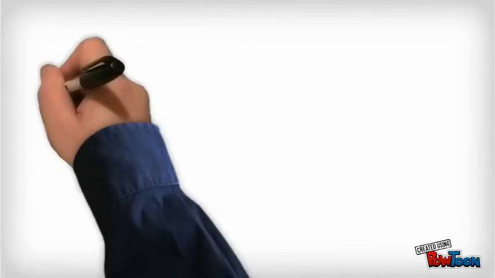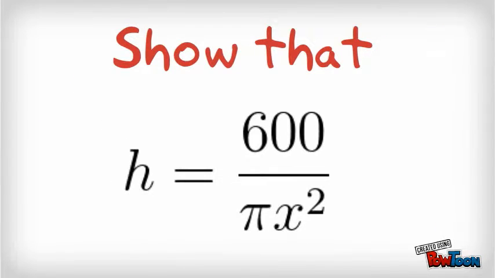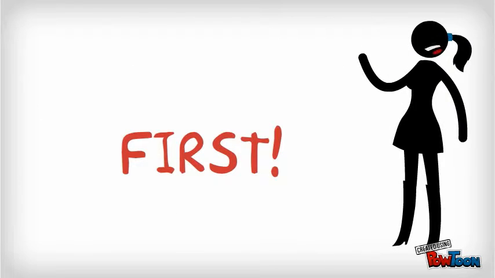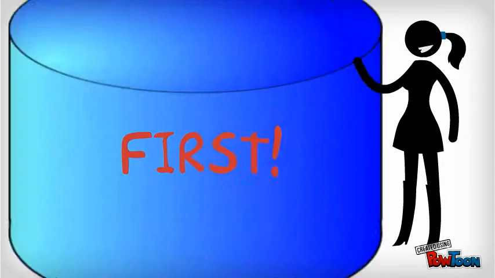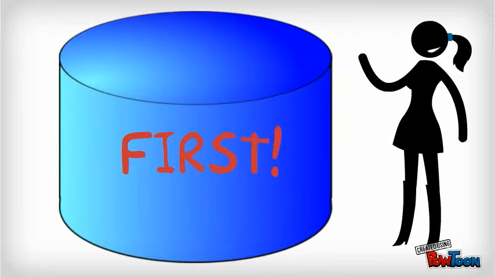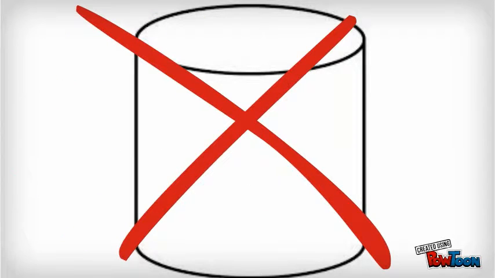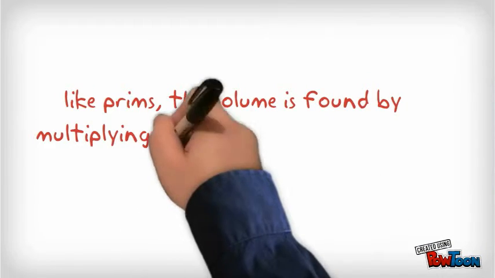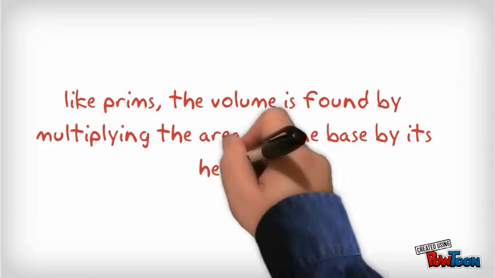7a. Show that H, which is height, is equal to 600 over πx to the power of 2. First, we need to take into account the formula for calculating the volume in a cylinder. Although the cylinder is not a prism, it shows many of the properties of a prism. Like prisms, the volume is found by multiplying the area of one base by its height.